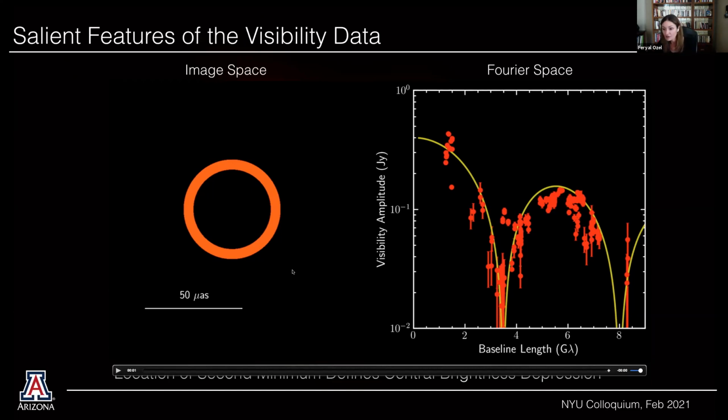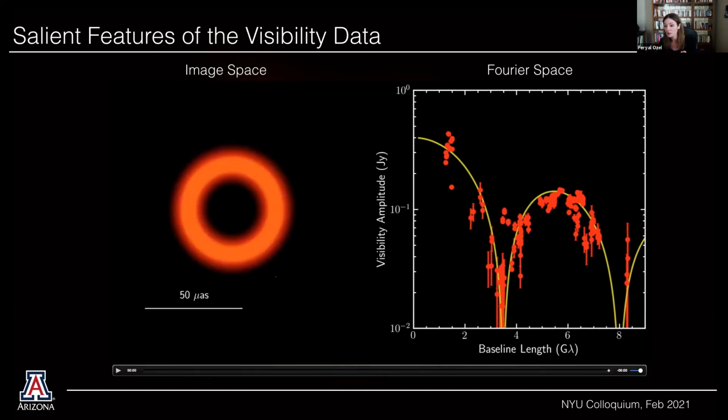EHT does not have infinite resolution. Our largest baseline is the size of the Earth. So if I now blur this using a Gaussian to the resolution of the EHT, then you say, yes, of course, this is a much better fit. This is the basic idea behind this donut that we have.